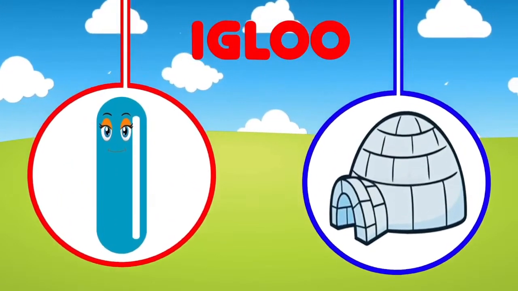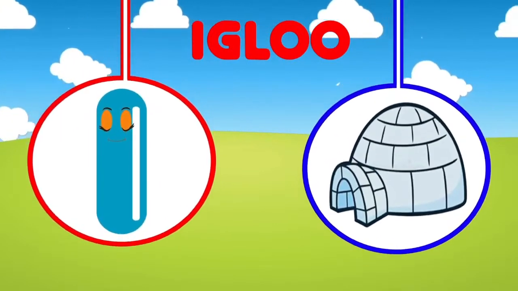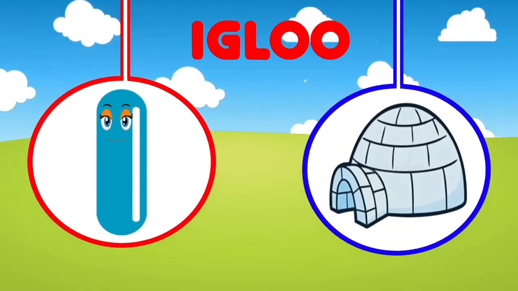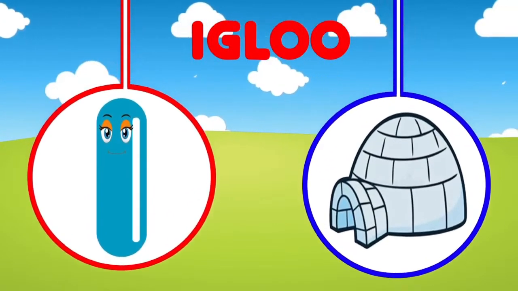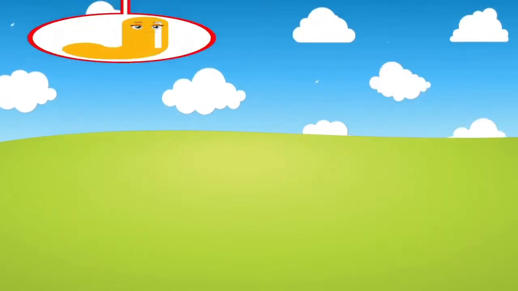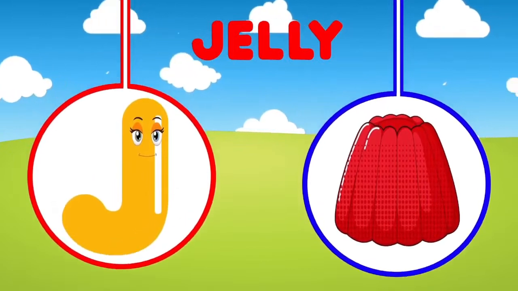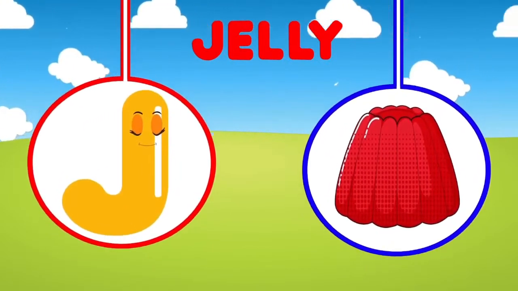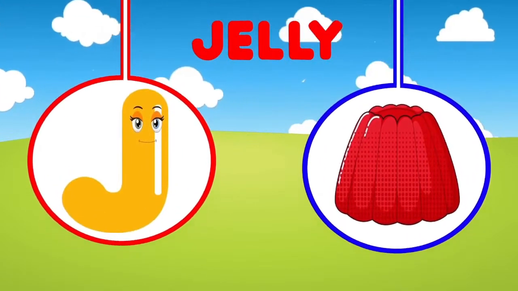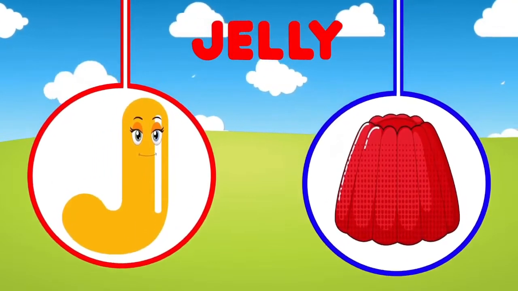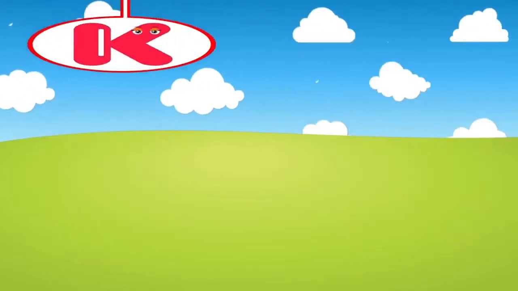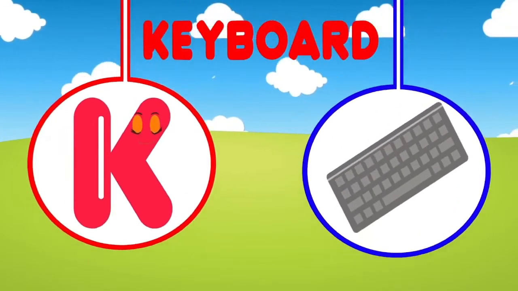I, I, igloo. I, igloo. J is for jelly. J, J, jelly. J, jelly. K is for keyboard.